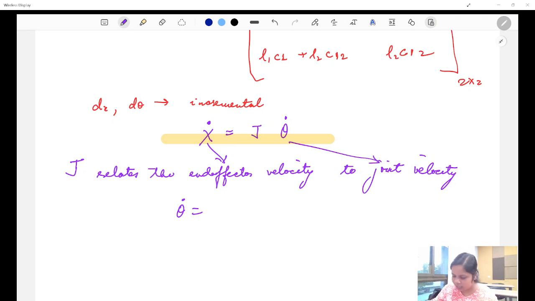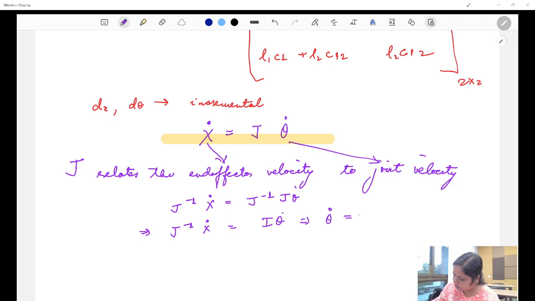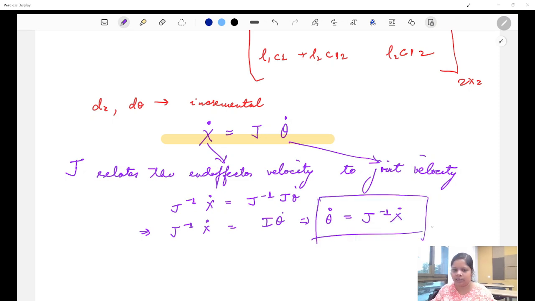And why do we do that? So I'll write it in this way. Let's say I write J inverse x dot. It would be J inverse J into theta dot. From here you can write J inverse x dot is equal to identity matrix into theta dot. This means theta dot is equal to J inverse x dot. So this is really an important relation.